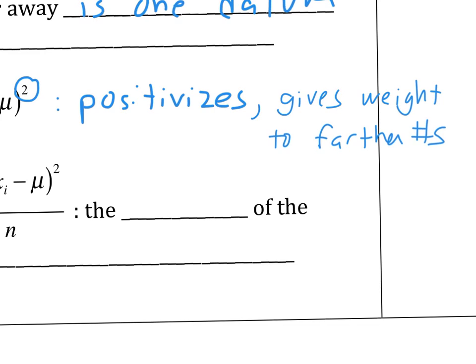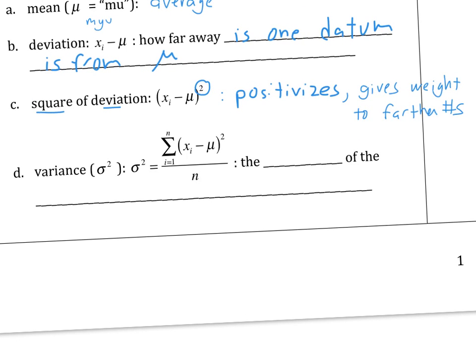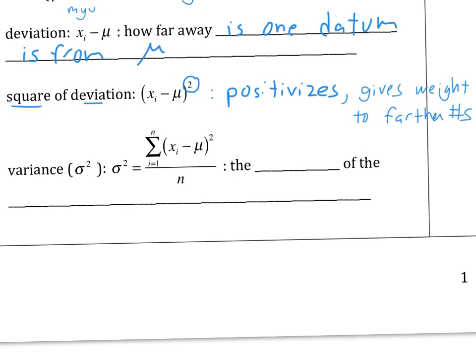Numbers that are farther away from the average are worth more when you square the deviation. So the square of the deviation. Again, don't forget that x sub i is just the term. So x1, x2, x3, x4, my first term, my second term. So this just says whatever term you have, subtract it from the average, the mean, and then square it. You will always get a positive number, and the farther numbers will give you more weight.